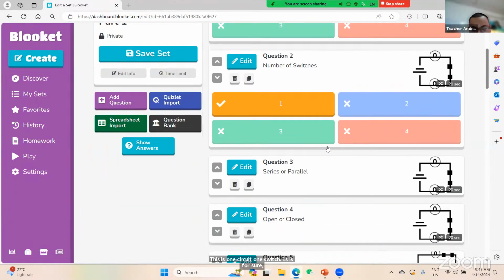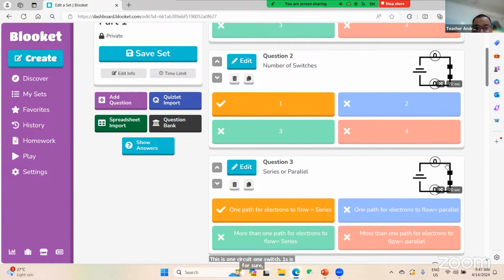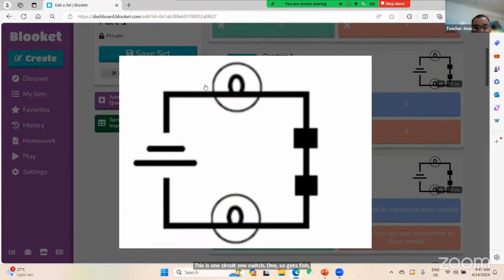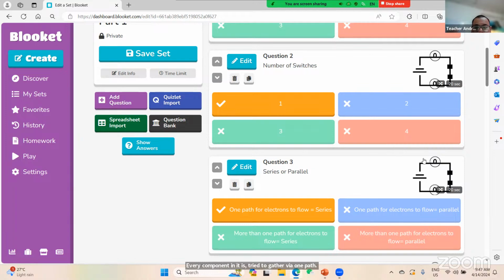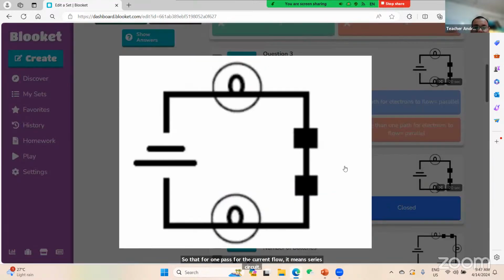All right. The question is, is this series or parallel? Every component is joined together via one path. So therefore, with one path for the current to flow, it means series circuit. Is this circuit open or closed? Because there's no gap in any part of the circuit, it is a closed circuit.